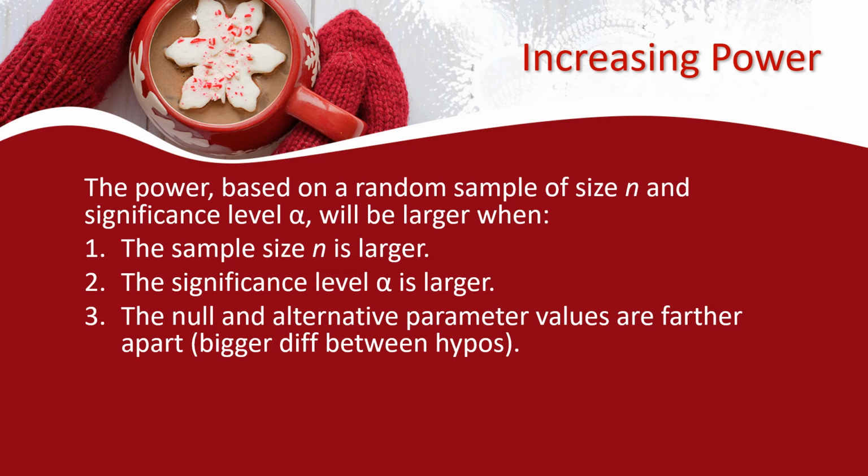If the null and alternate parameter values are farther apart, so there's a bigger difference between the hypotheses, meaning the difference between the null and what the actual truth is, then it's going to be easier for me to detect a difference. If they're super close together, it's going to be harder. So the farther the alternate is from the null, the higher my power.